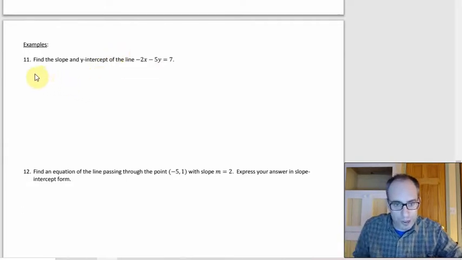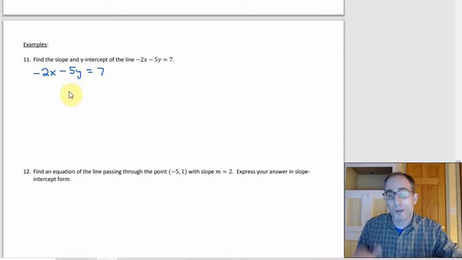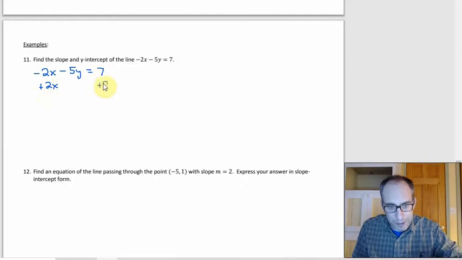So what we're starting off with is negative 2x minus 5y equals 7. And I'm just going to put it in slope-intercept form. So I'm going to solve for y, basically. So if you add 2x to both sides, then what you're going to end up with is that negative 5y equals 2x plus 7.